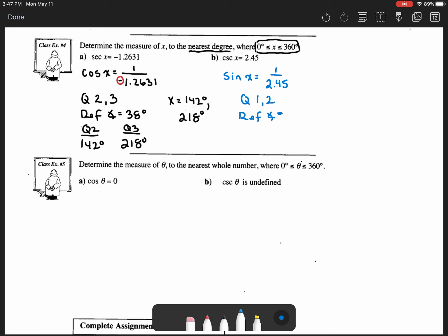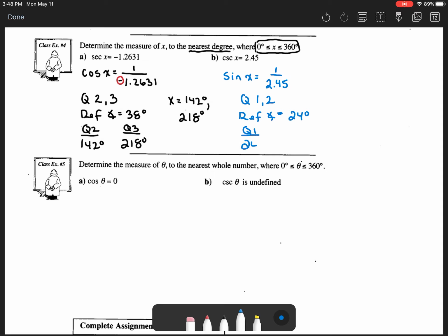Step following that, determine your reference angle. So second function, sine, of 1 divided by 2.45. So I'll actually go 1 divided by 2.45 first. Keep that whole value in my calculator. Second function, sine of the answer. And again, to the nearest whole degree, that is 24 degrees, which is my reference angle.